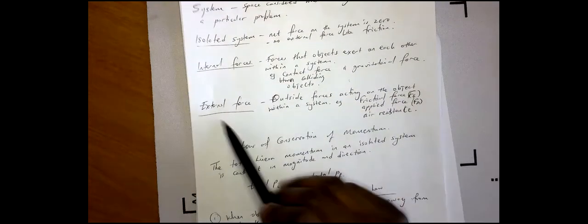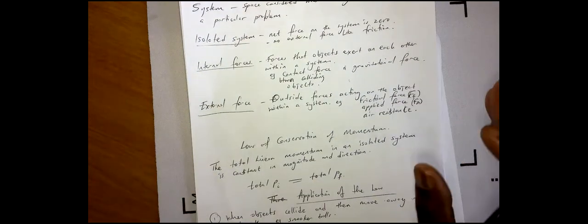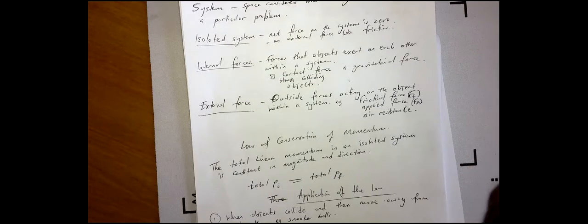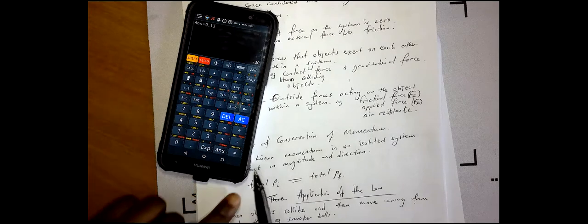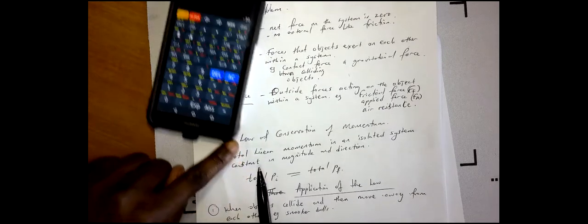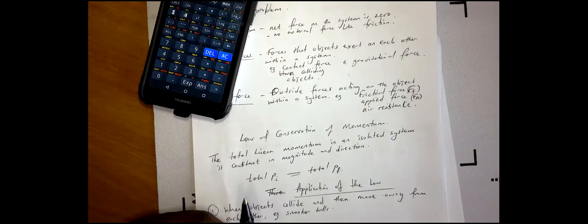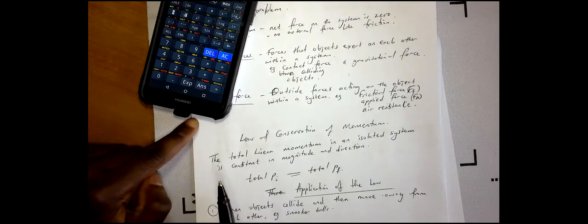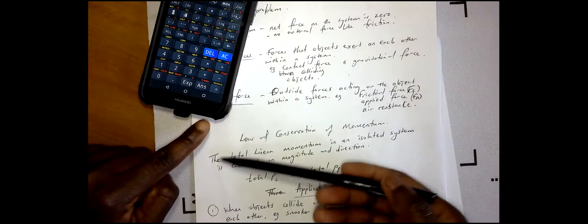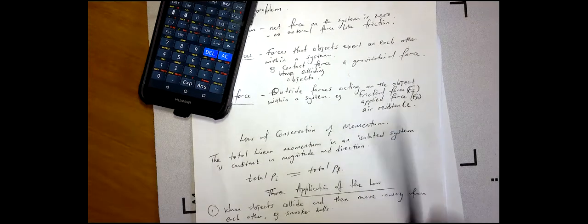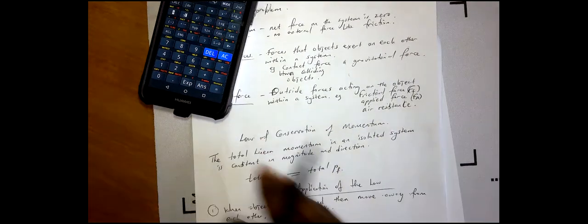Now, external force is an outside force acting on an object within a system. So here, this is my phone, and it is sitting there. There is no other force acting on it, and it's stationary. Now when I try to push it, that's what you call an applied force. And when I'm pushing it, there is another force going opposite to the motion, which is your frictional force. Those are outside forces.